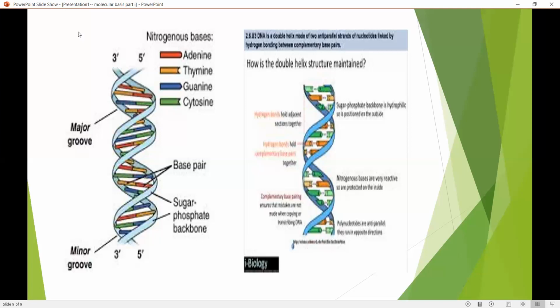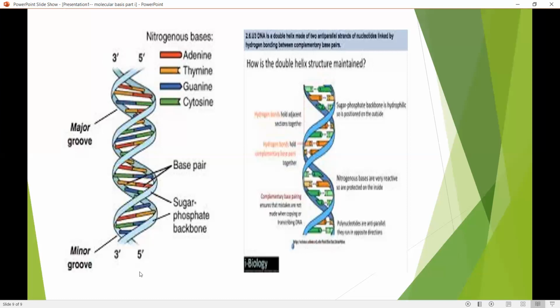One is a 3' to 5' strand, and another is a 5' to 3' strand. And what is the diameter of the two strands? 20 angstrom. And what is the length of the strand per turn? That is 34 angstrom. And what is the internucleotide distance between the two nucleotides? That is 0.34 nanometer. So this is the basic structure.